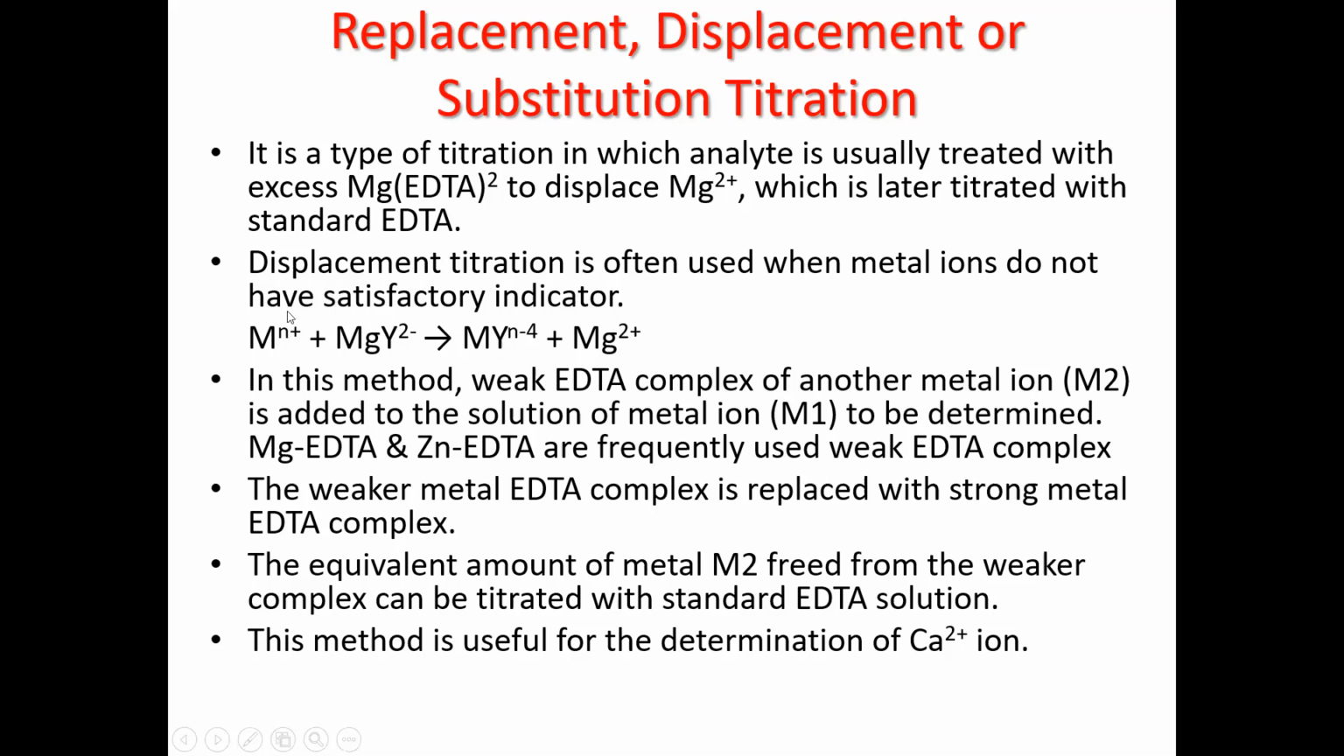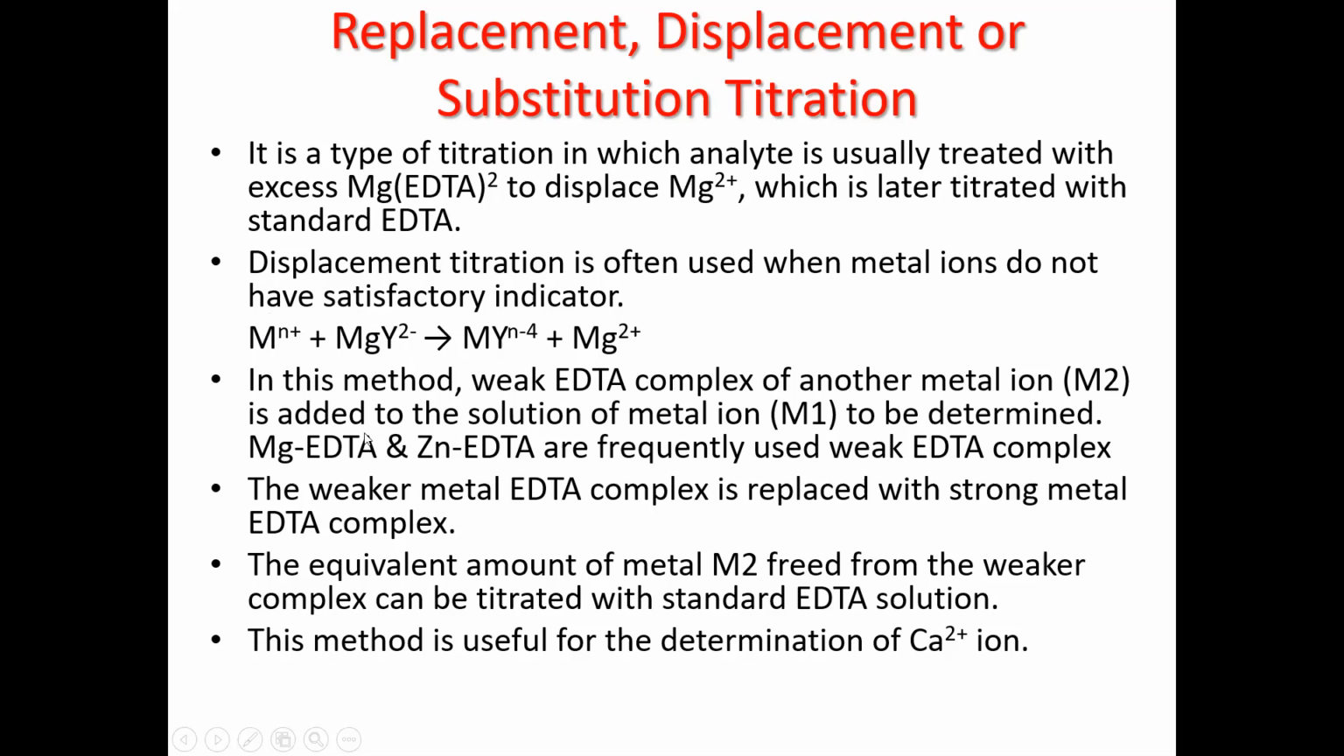So in this case, you have magnesium EDTA. You've already formed the complex between magnesium and EDTA. This is your metal of interest. What happens is that this metal of interest will replace or displace or substitute this magnesium ion to now form a complex of your metal ion of interest with the EDTA. So in this method, the weak EDTA complex of another metal ion is added to the solution of the metal ion of interest, which is your analyte.